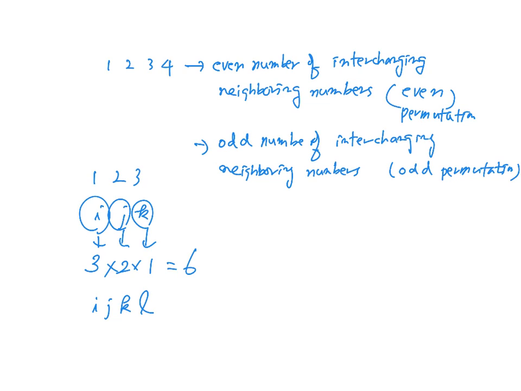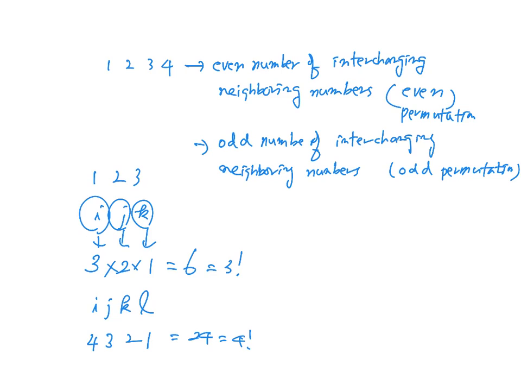so for the first index, how many choices do we have? 4, 3, 2, 1. So how many? 24. So this is actually 3 factorial, and this is actually 4 factorial. Very interesting. So we have a 3 factorial possibility of permutations. Half of the 3 factorial is even, and half of the 3 factorial is odd.